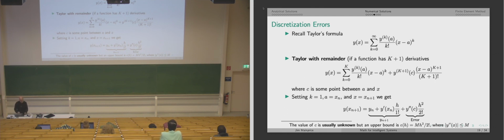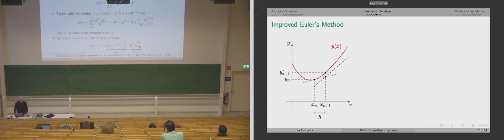The problem is that we don't know where this c is exactly, and we can have an estimation of the upper bound of the truncation error, or the discretization error, but that depends on what is the highest value of the second order derivative across that interval here.